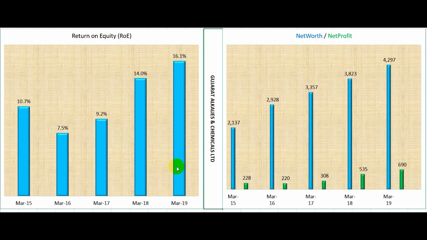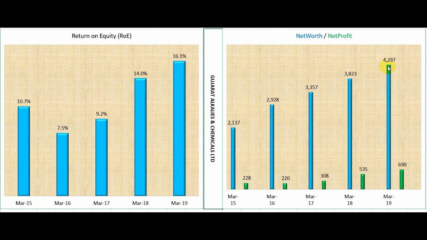In March 19, the company generated 16.1% on shareholders' money. This is also known as shareholders' equity. So 16.1% is good. We want it to be at least above 15%. But as we can see from March 15 till March 18, the ROE was below 15%. And only in March 19 it has increased to 16.1%.